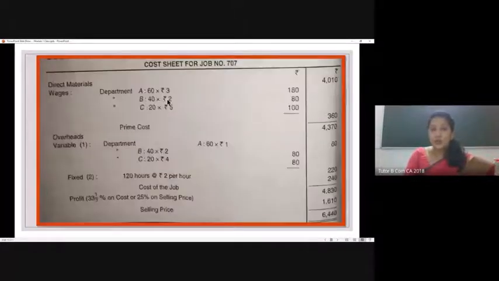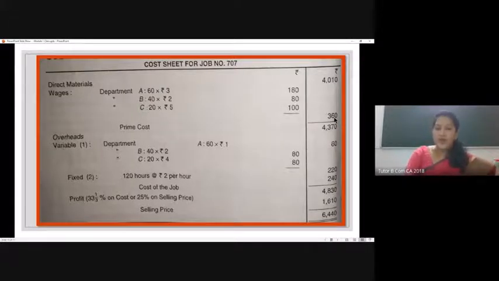So what did we do? We have put the wages expenses. Department A, it is 60 into 3. Department B, it is 40 into 2. Department C, it is 20 into 5. The total we have taken to the external column, 360.